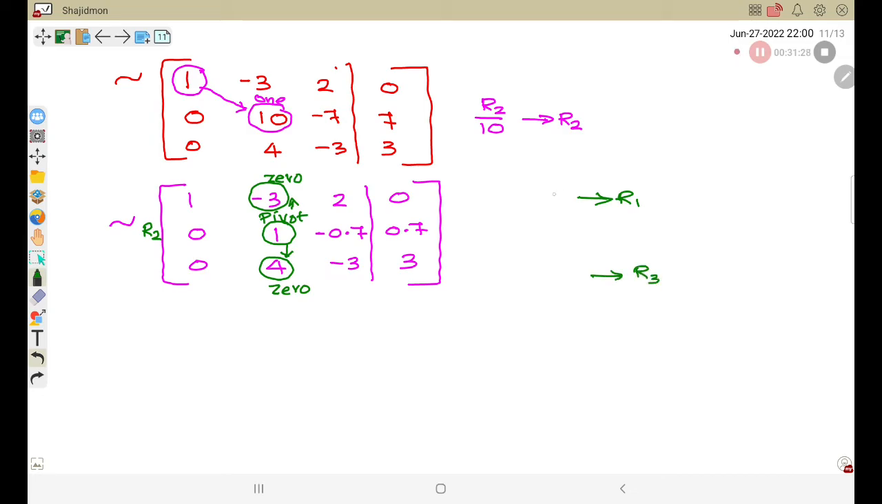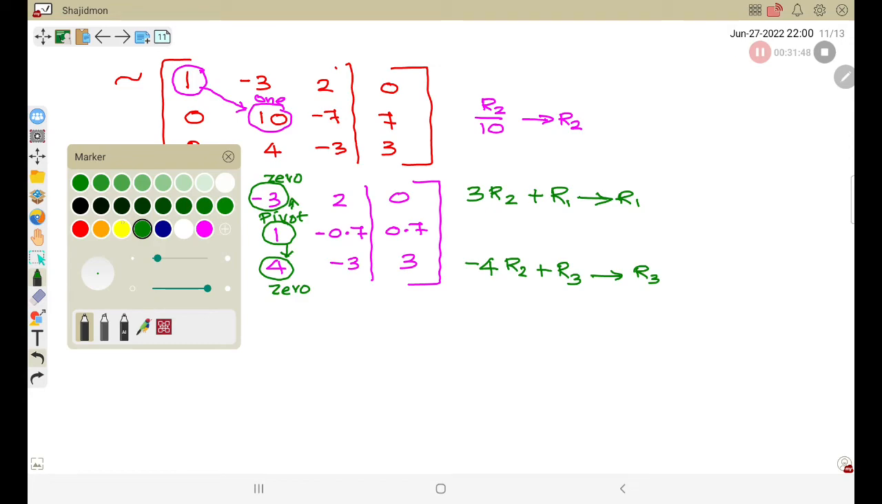So what we do? R1 plus is default. Opposite of minus 3, 3. Multiply pivot number coming on which row? Second row. Same R3 we need to change. R3 plus is default. Opposite of 4, minus 4. Multiply pivot number coming on the second row.